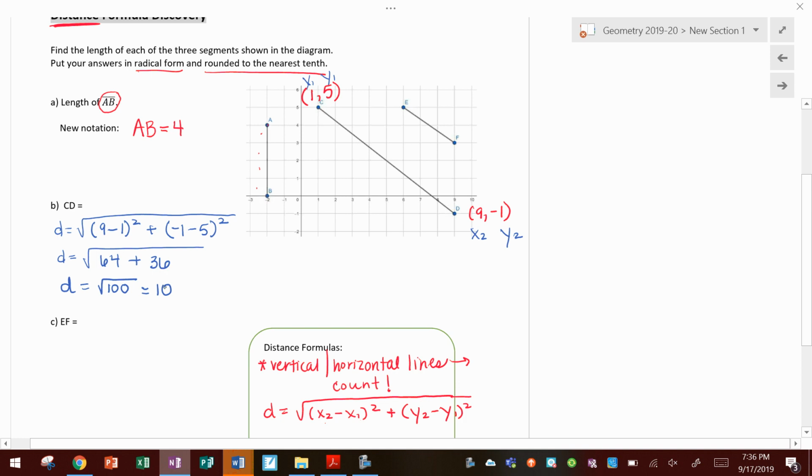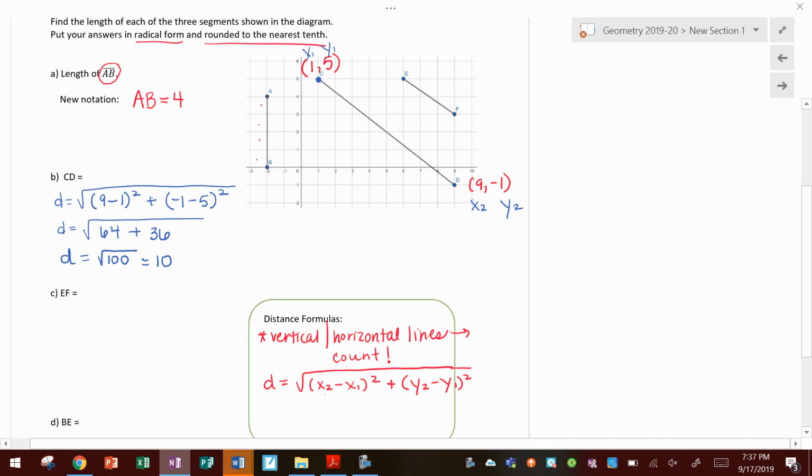So thinking about what that means, if we were to spin the segment CD, rotate it, I should say, around point C, and make it lie horizontally, it would be 10 units across the coordinate plane. Okay, EF. So if that distance formula worked for you guys, you can do that every single time. However, I do want to show you another way.